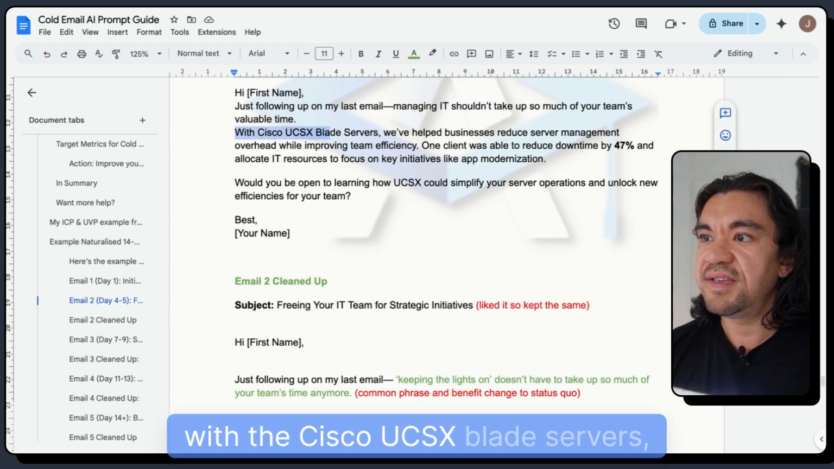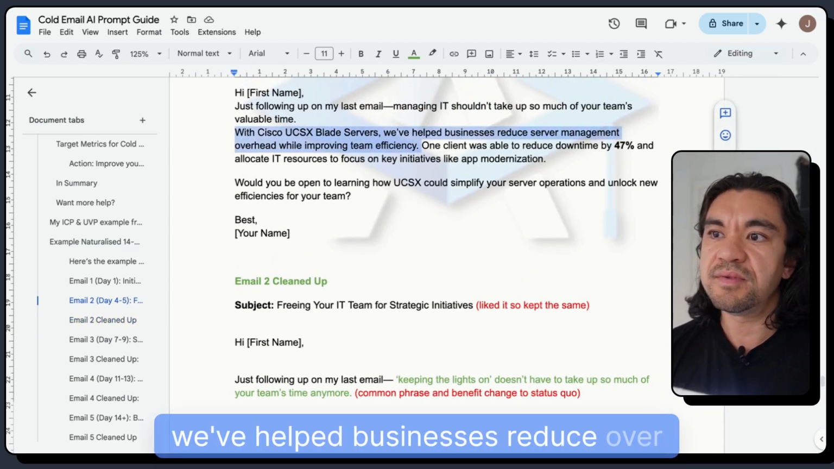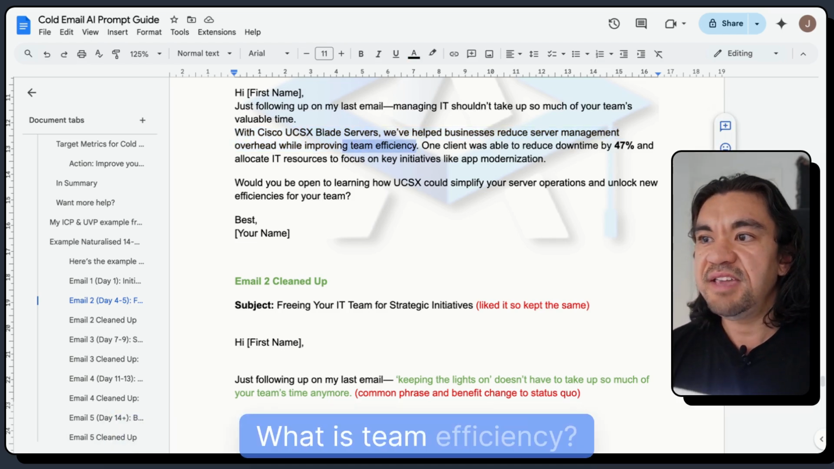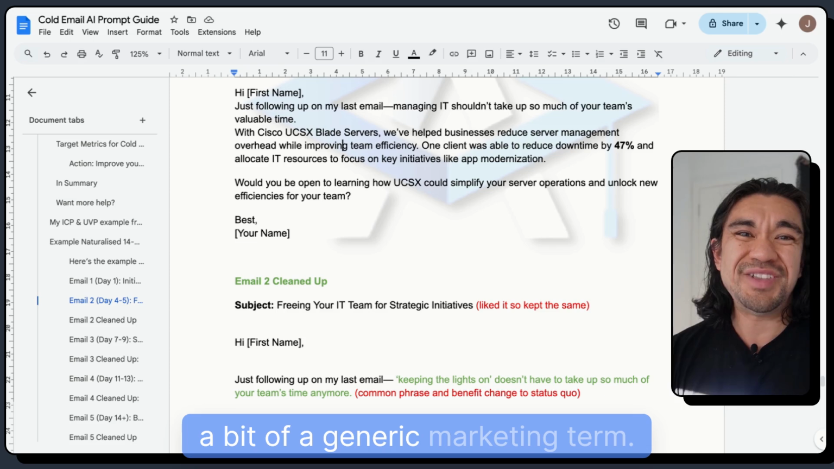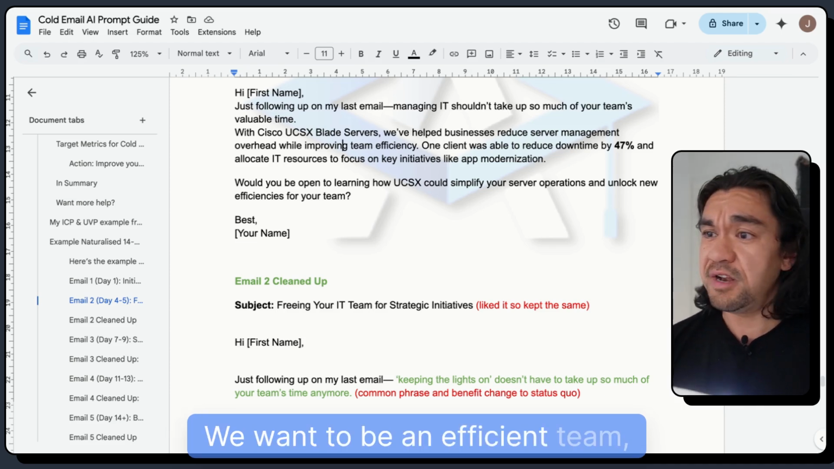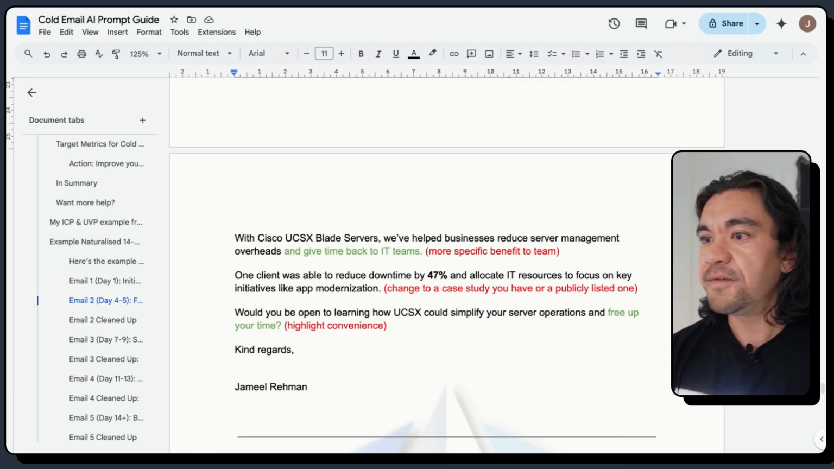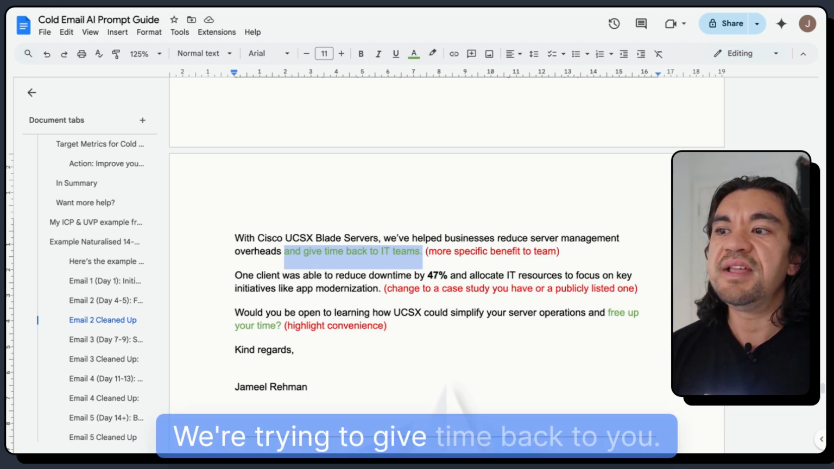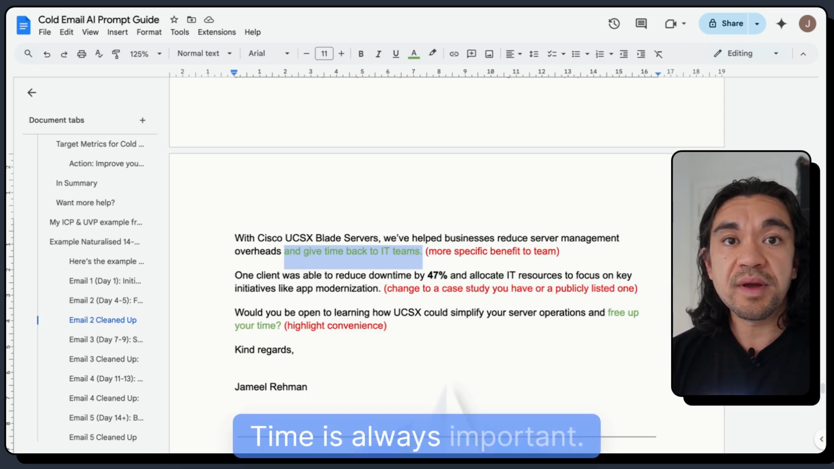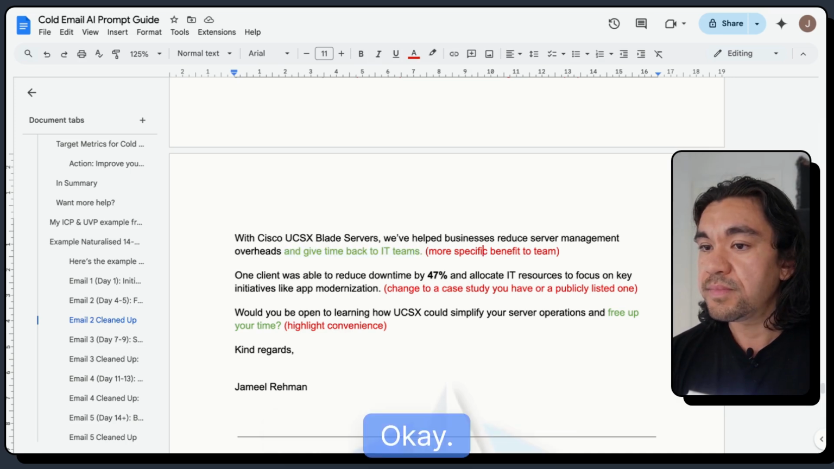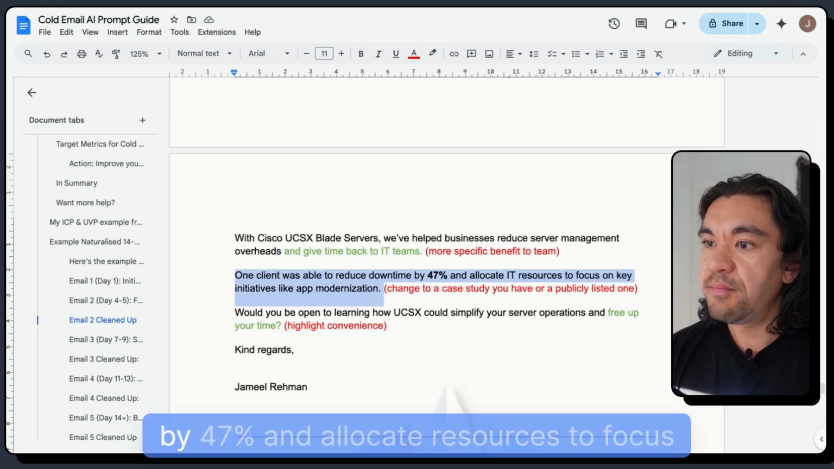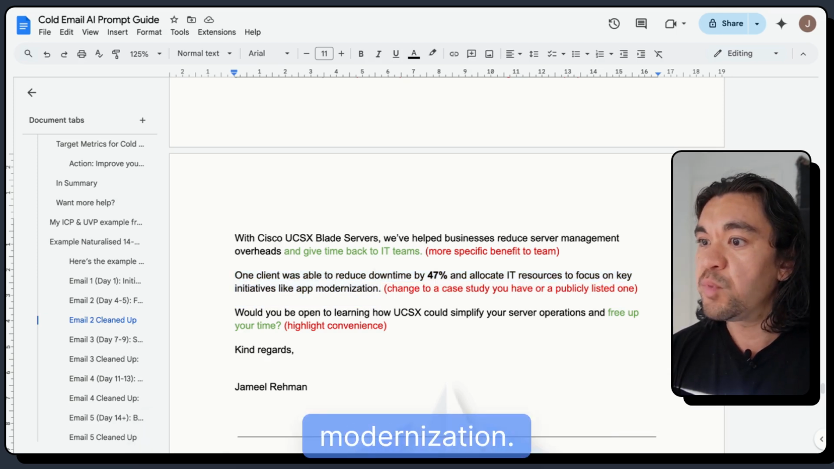With the Cisco UCSX Blade servers, we've helped businesses reduce server management overhead while improving team efficiency. What is team efficiency? Again, a bit of a generic marketing term. We want to be an efficient team. We want to be productive. So what I've done is I've specified what that benefit is. We're trying to give time back to you. Time is always important. It's highly valuable, okay? One client was able to reduce downtime by 47% and allocate resources to focus on key initiatives like app modernization.